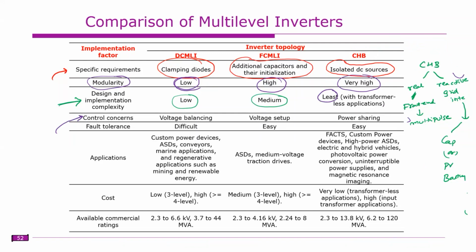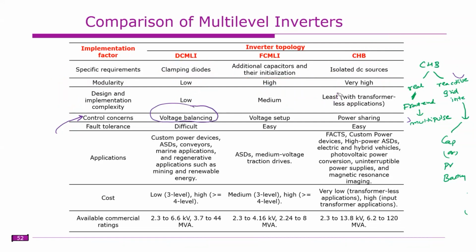Control concerns. In case of diode clamped multi-level inverters, as we are aware, there is no switching redundancies. So therefore the capacitors balance, the DC link balance, is one of the complex things. In case of flying capacitor, the voltage setup, that means regulation of flying capacitors voltage, that is the complex thing. In case of cascaded H-bridge, the power sharing among the isolated DC sources is the complex thing.